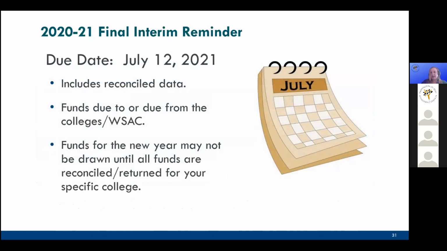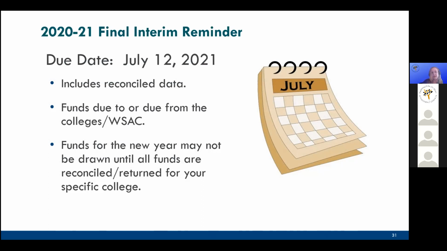This year's is coming up in July. The due date is July 12th. So again, you don't have to work over the 4th of July weekend if you don't want to. We just need you to include your reconciled data. We will be requesting funds due to or due from WSAC from the colleges.